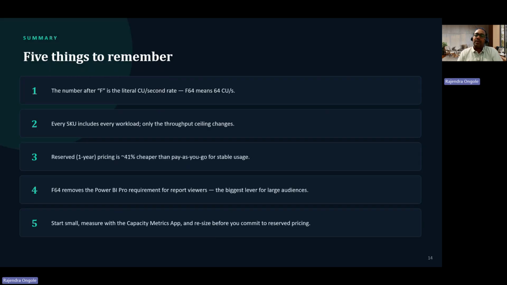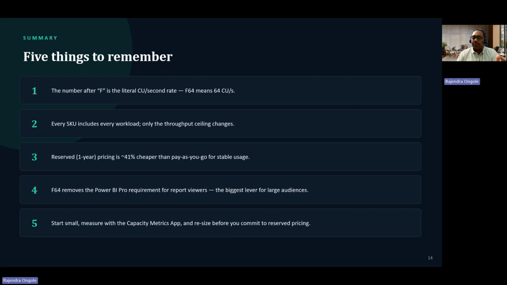Fine. 5 important things that you have to keep in mind when you are configuring or discussing Fabric related licensing. The number after F is literally the capacity unit. So F2, F4, F8, 8, 16, and so on is the capacity unit. F64 means 64 capacity units per second.